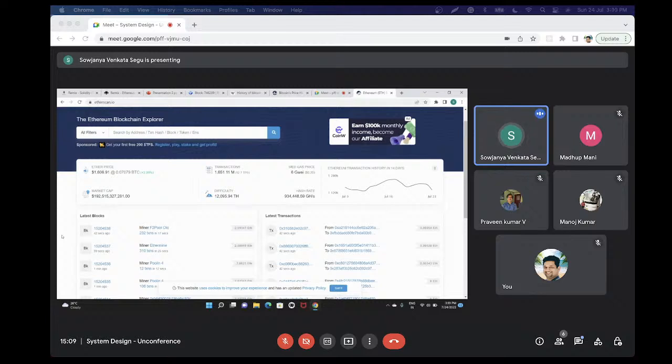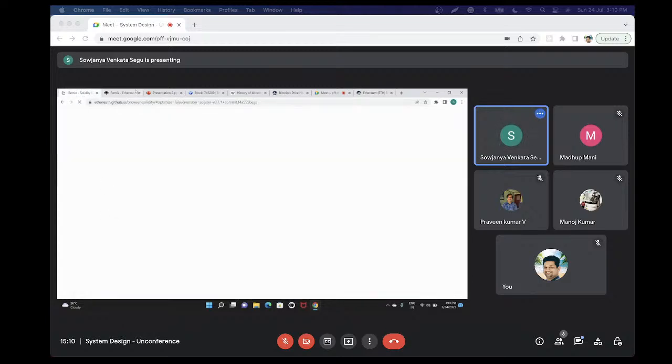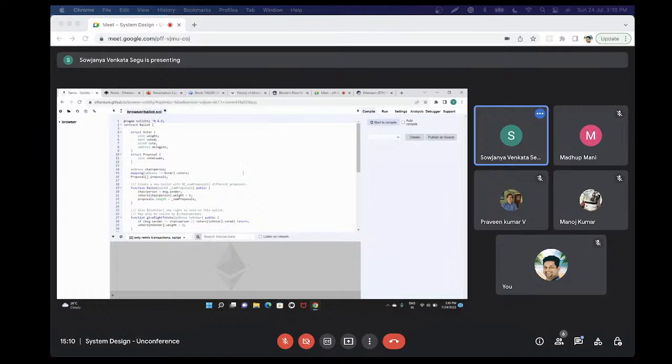Once the contract is on the blockchain, nobody can change it. It is safe and automated. The contract looks like this. Let me show you. So this is the voting contract. The language used for smart contracts is Solidity. It looks similar to JavaScript.